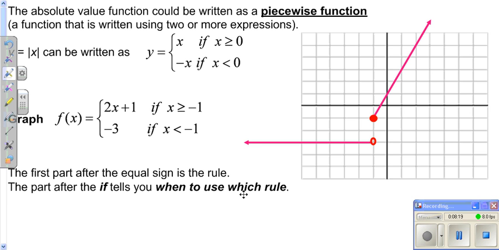Typically, a piecewise function will have at least two different pieces. We have two totally separate graphs, so it has to be represented by two totally different pieces here. In other words, this is your rule. It tells you what to graph. This tells you when to use that.